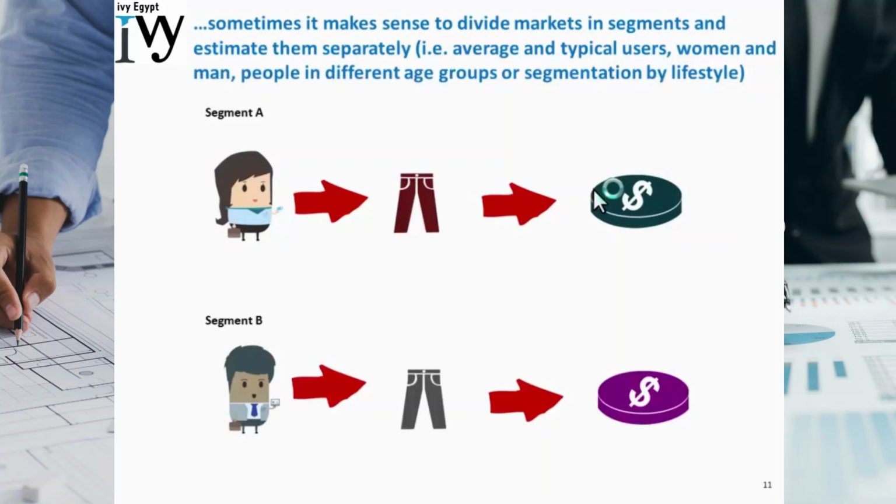Sometimes it makes much more sense to divide the market into segments and estimate them separately. So you can imagine that you have typical users and heavy users, or you can have men and women, or you can just have the segmentation done by lifestyle. One way or the other, if you do it with segments, it is a bit more complicated, but it gives you a much better result, and it shows you the difference between the users. It's actually more useful for the applications because you know to which segment you should devote more time, which segment is more important.